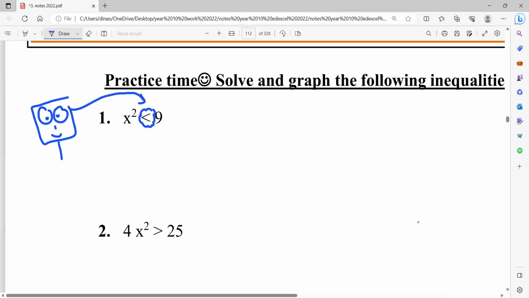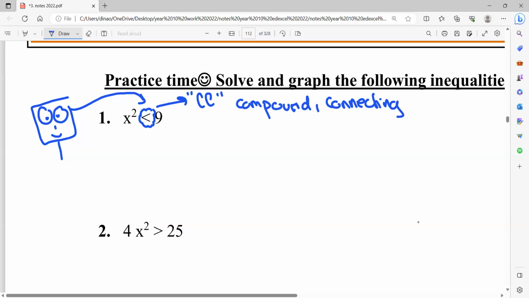If it's less than, then automatically you know that this is a CC question: compound inequality, and the number line, if required, will be a connecting number line. This is the first thing I look at, the sign. If it is less than, then this is a CC question right away.